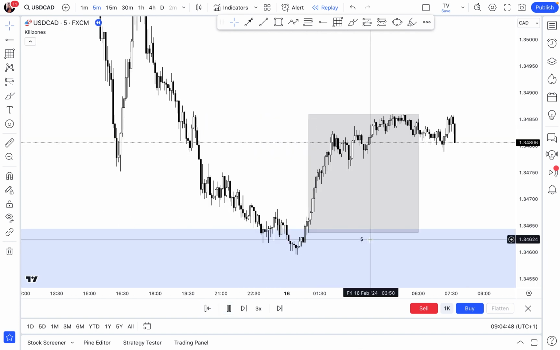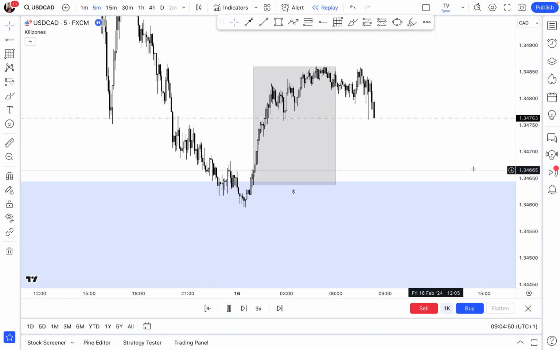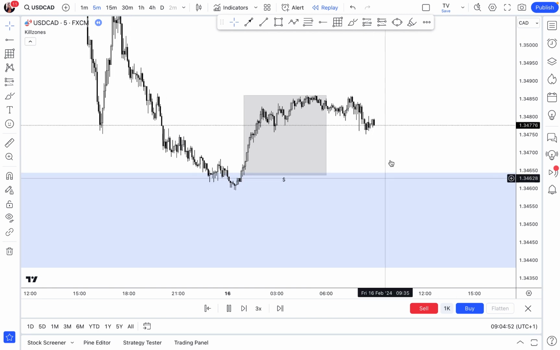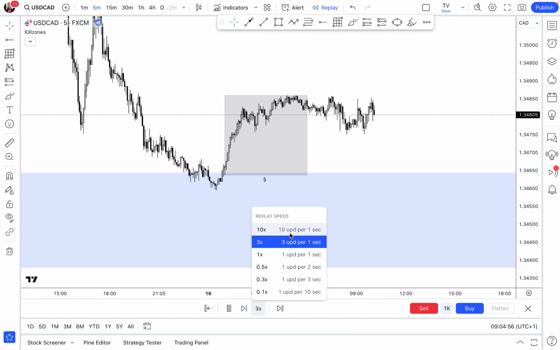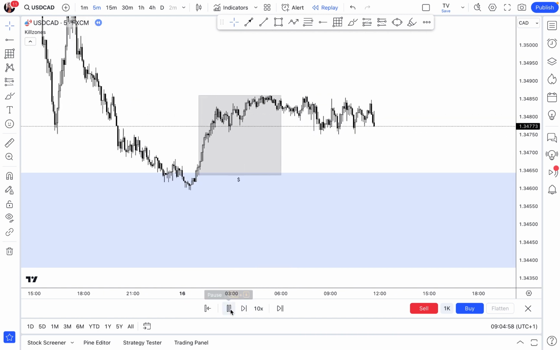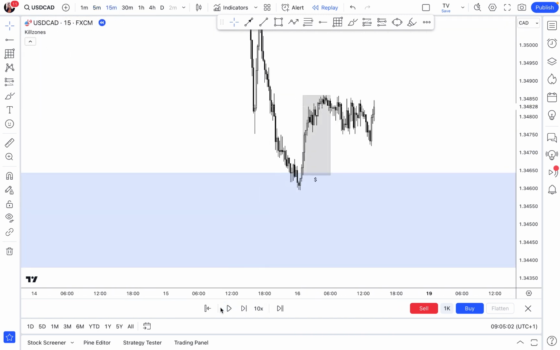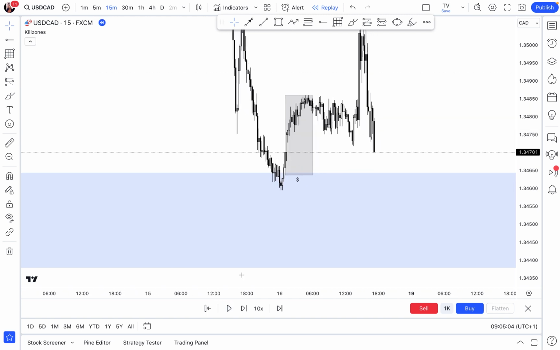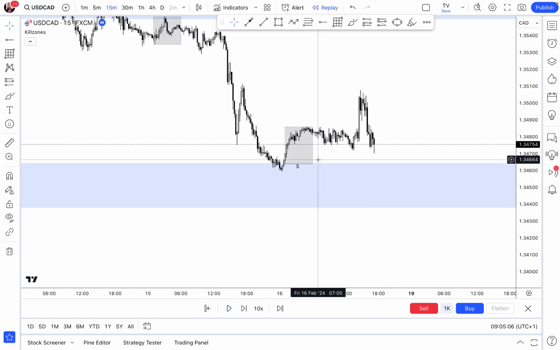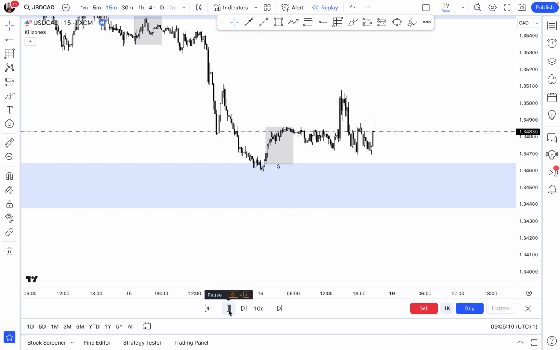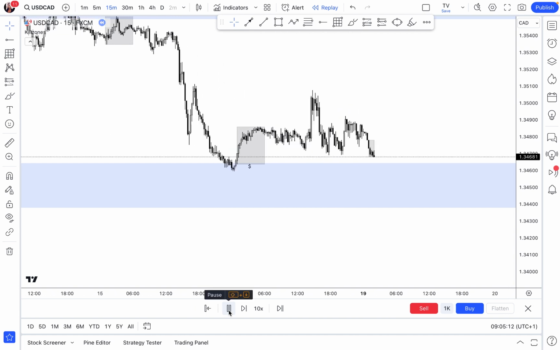And as you can see right here, market is now moving towards this Asian range low. Let me just increase that. Let me move to the 15 minutes time frame. So as you can see, yet again, market went all the way up without taking the Asian range. So no trade at that particular level.